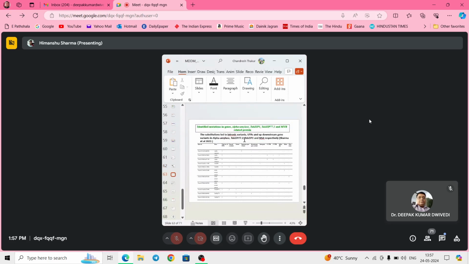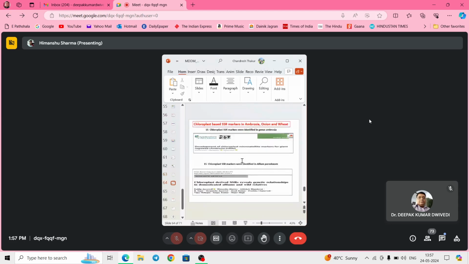We were able to target alpha amylase and three important transcription factors, and we found some mutations. Some of the students are carrying forward this work for their PhD thesis. This is very important information, and it can be targeted to find information related to the regulation activity of these genes.